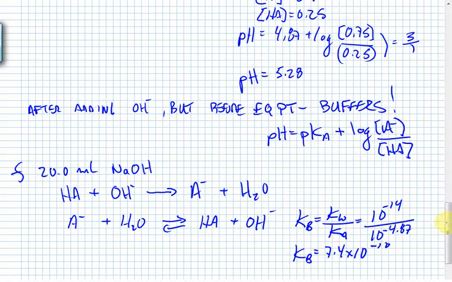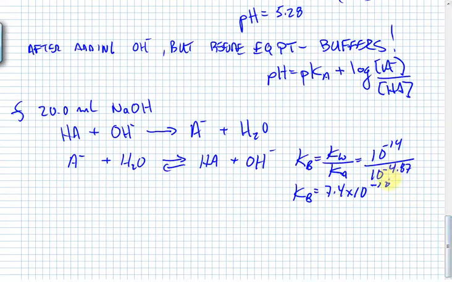Again, relatively weak base. Again, the strength of the base and the strength of the acid are inversely related to each other. The stronger the acid member of the conjugate pair, the weaker the base member of the conjugate pair. All right, we've got a weak base problem. Now, careful. What's my initial concentration of the base?